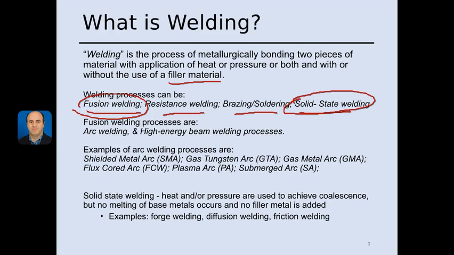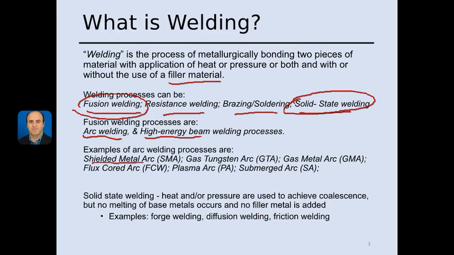In fusion welding, we have a coalescence that is accomplished by melting the two parts that are going to be joined. In some cases, we use filler material. In some cases, we don't use a filler. And fusion welding has arc welding, different arc welding processes. They have high energy beam welding processes like laser beam and electron beam. So these processes melt the base metal.